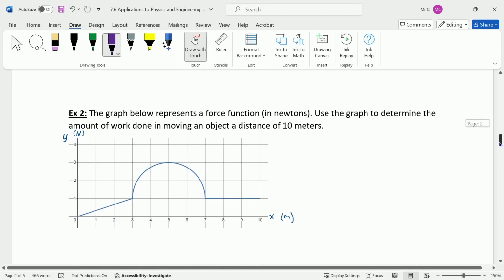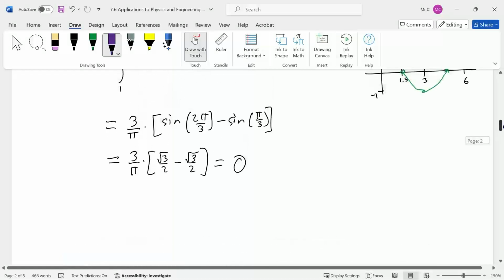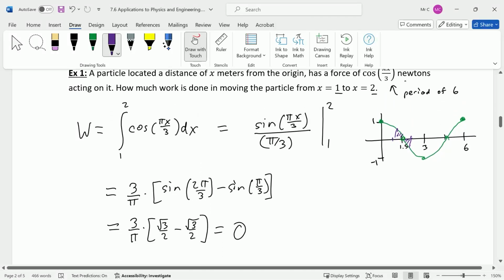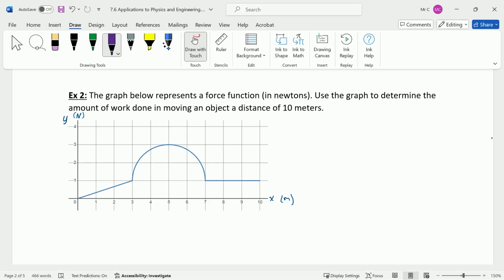Okay, so let's take a look at another example. The graph below represents a force function in newtons. Use the graph. Oh, I guess I should have mentioned that before. Our force was given in newtons, so our work is in joules. So you should specify your units. That was 0 joules. Here again, our force is in newtons, and we're looking at the amount of work done moving an object a distance of 10 meters. So again, we're asking for the integral of this function from 0 to 10.